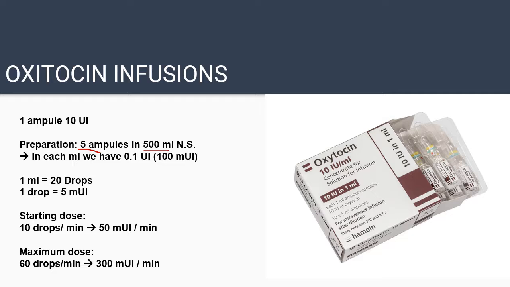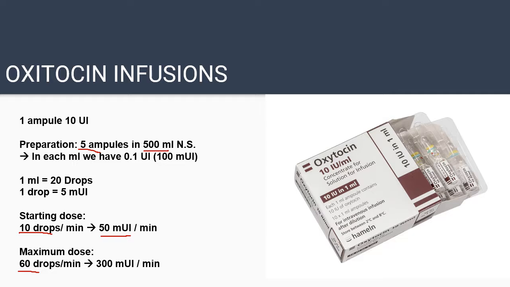So if we give this at a velocity of 10 drops per minute, it means that we are giving 50 milliunits per minute of oxytocin. And that is the starting dose for an augmentation. So we need to start with 10 drops per minute. Don't forget that: 10 drops per minute in 5 ampoules in 500 ml. And the maximum dose is 60 drops per minute. We can go titrating the oxytocin every 30 minutes, 1 hour, depending on how the patient is.